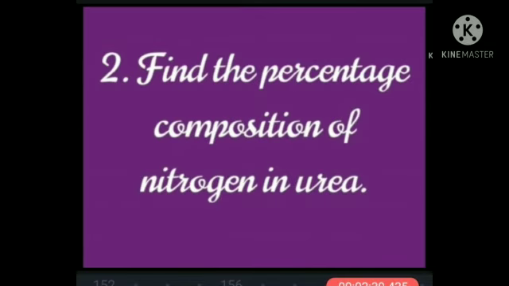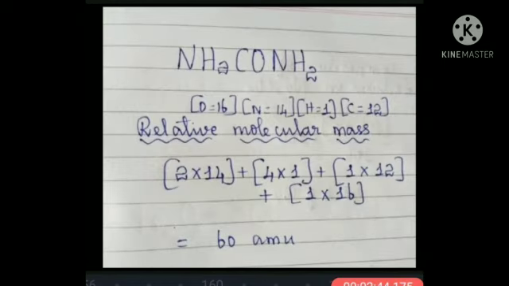Next we are going to find the percentage composition of nitrogen in urea. The urea formula is NH2CONH2. Here we are going to find out only the percentage of nitrogen. How many nitrogen atoms are there? NH2CONH2: there are 2 nitrogen atoms. So we are going to find out the percentage composition of those 2 nitrogen atoms only.